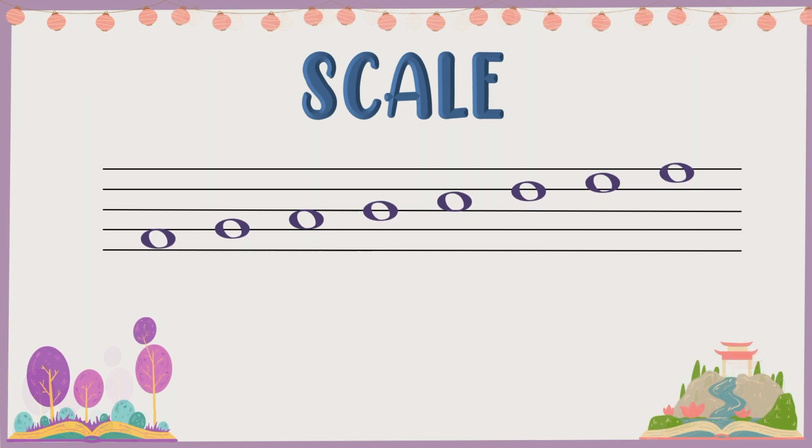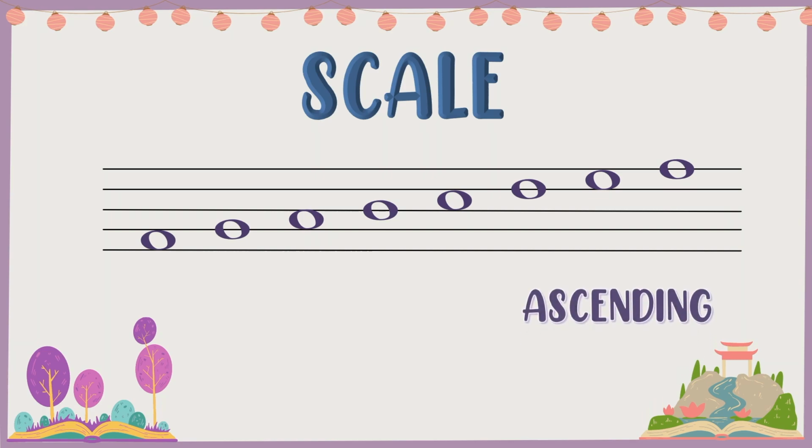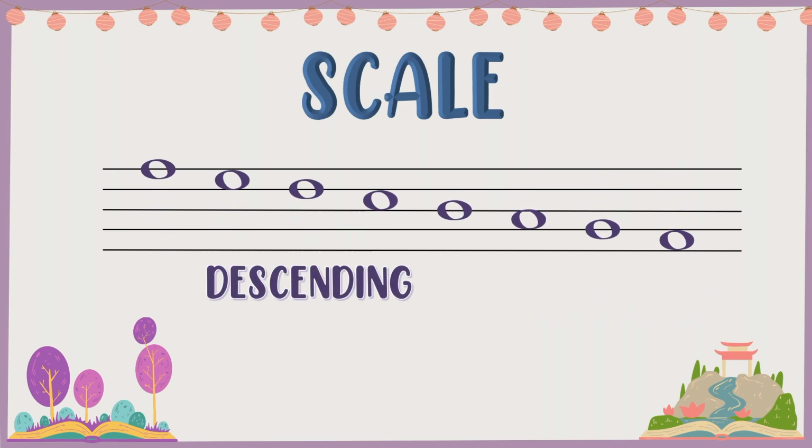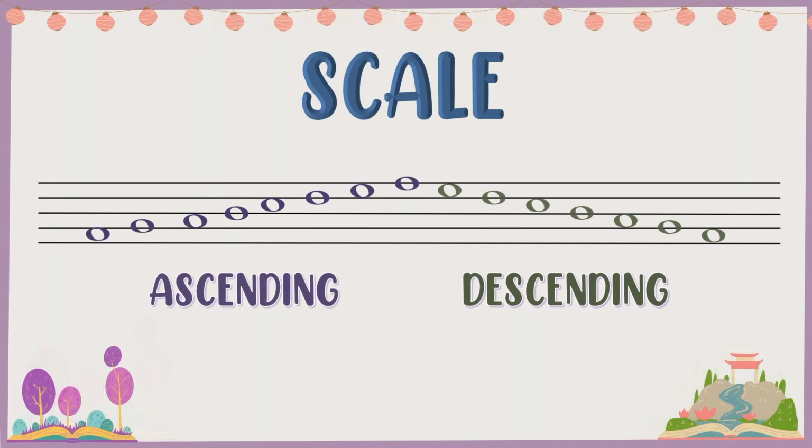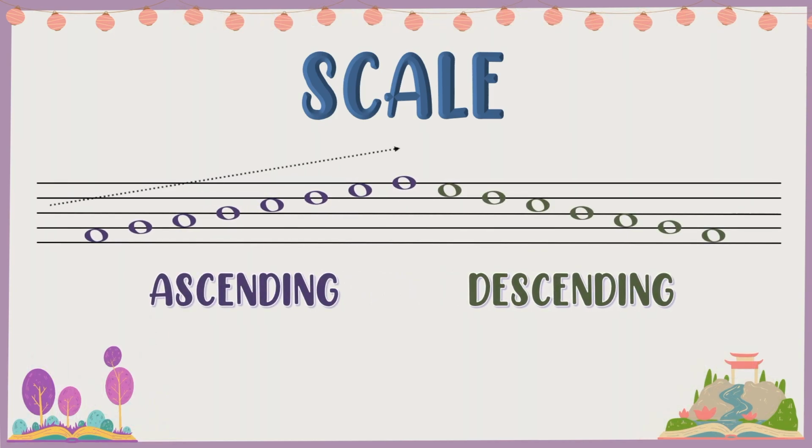The first type is from left to right, going up step by step. This is an ascending scale. Let's rearrange the scale in another form. The other type is from left to right, the notes go down step by step. This is a descending scale. The only difference is that one is going up, the other comes down. What goes up must come down.